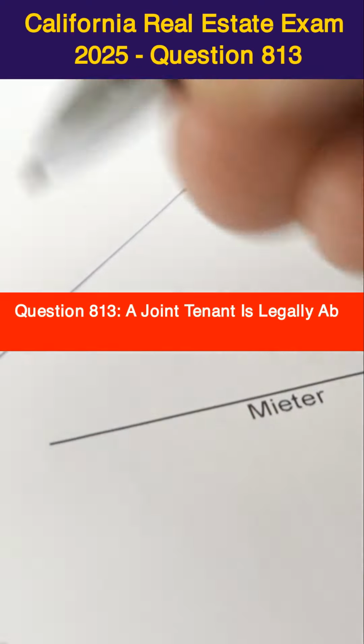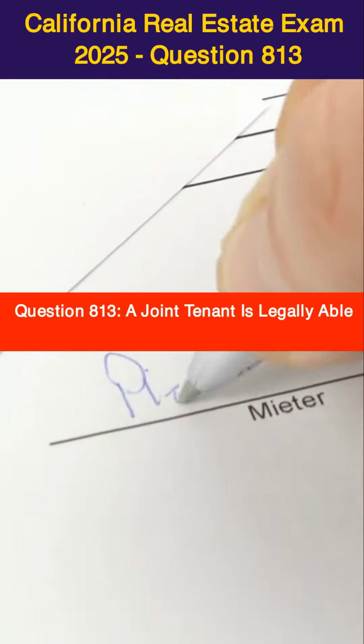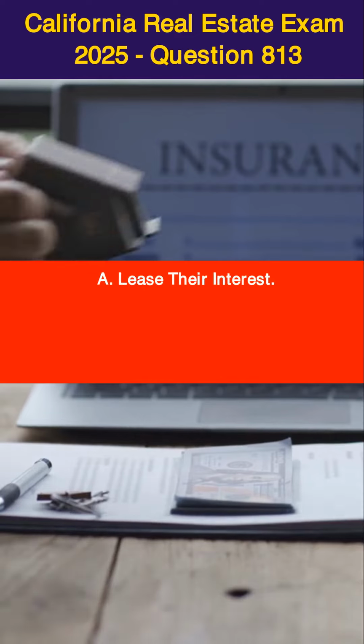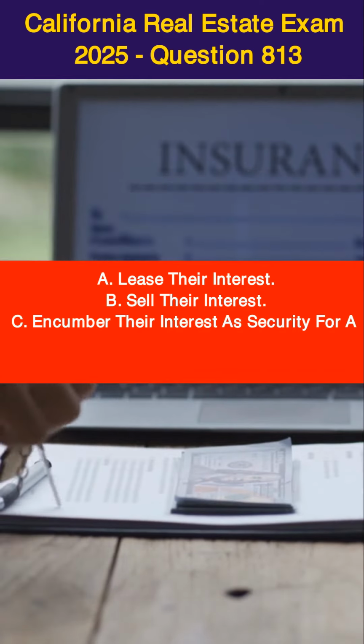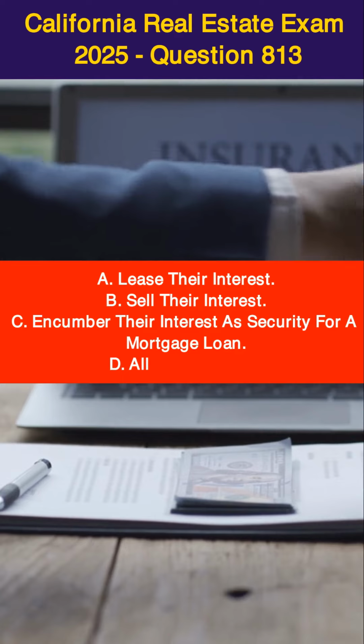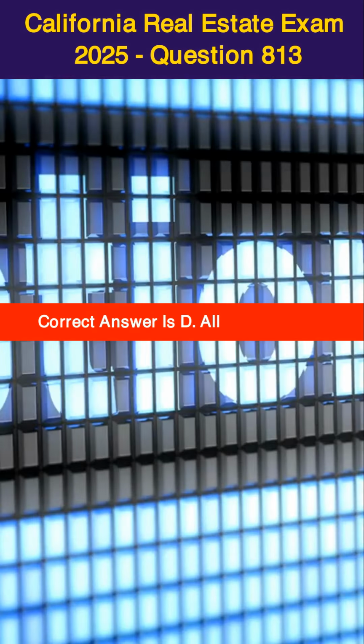Question 813. A joint tenant is legally able to A. Lease their interest, B. Sell their interest, C. Encumber their interest as security for a mortgage loan, D. All of the above. Correct answer is D.